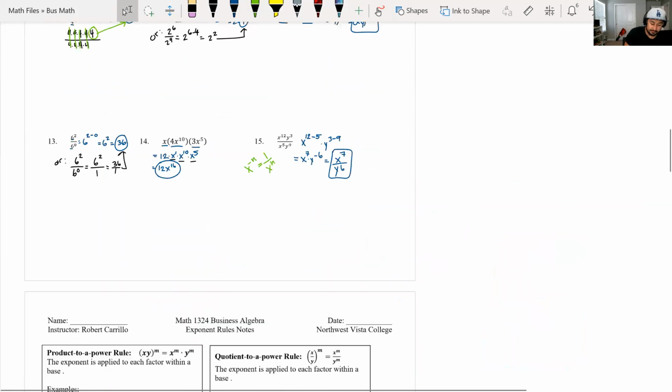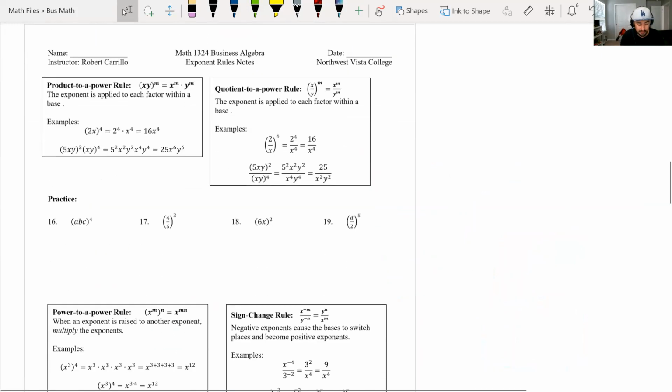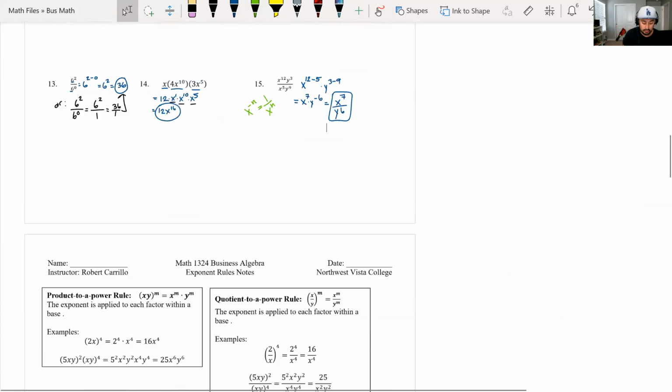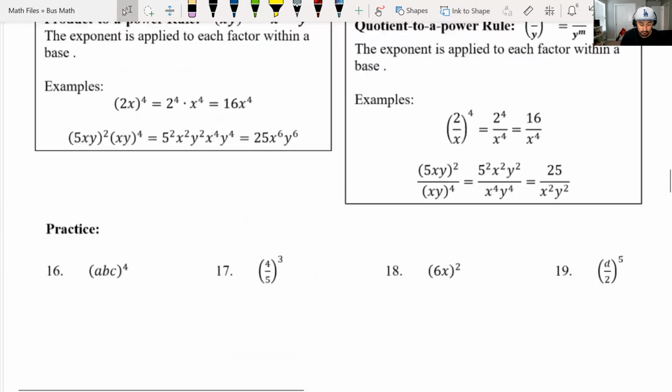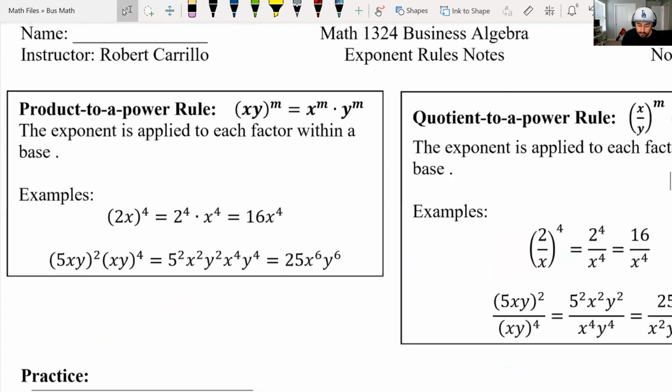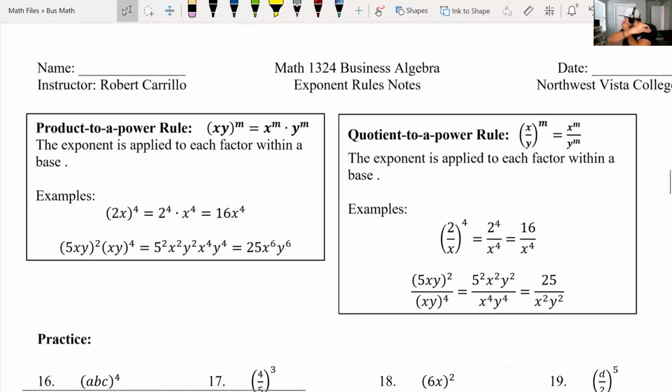Okay, perfect. All right. So that was product and quotient rule. All right. Now we learned more rules: product to power and quotient to power.